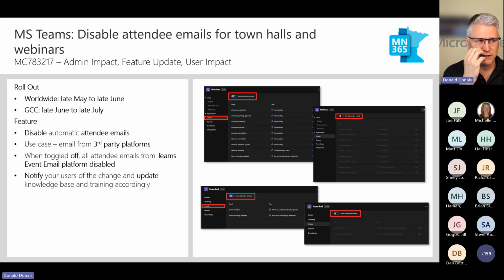All right, for those who are utilizing Teams town halls and webinars, one of the features for both of these events is the ability to automatically email people. However, a lot of companies utilize third-party platforms to do that email. So this feature is the ability to disable those emails so they don't go out, and you can use that third-party platform. You toggle it off, and you'll see in the screenshots that those emails are not going to go out automatically.